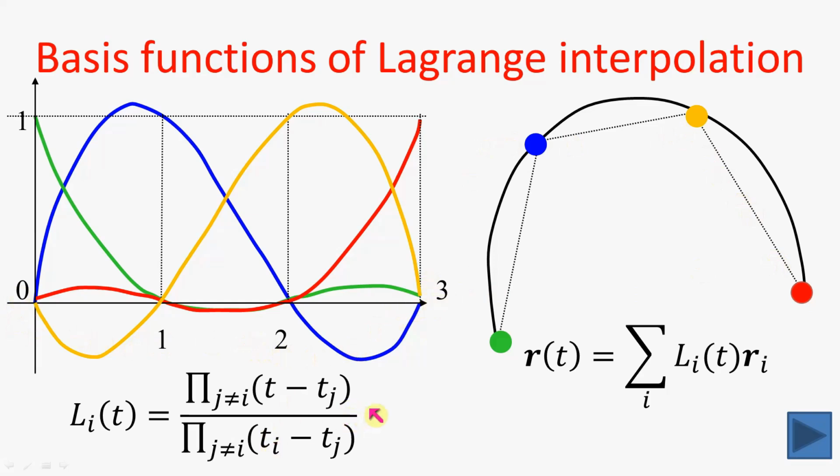If we have the knot values, we can unambiguously specify the polynomials of the weighting functions, these Li(t) functions. In this graph, I depicted the 4 weighting functions. The green curve is the weighting function of the green control point, the blue is the weight for the blue control point, the yellow is the weight function of the yellow control point, and finally the red curve is the weighting for the red control point.